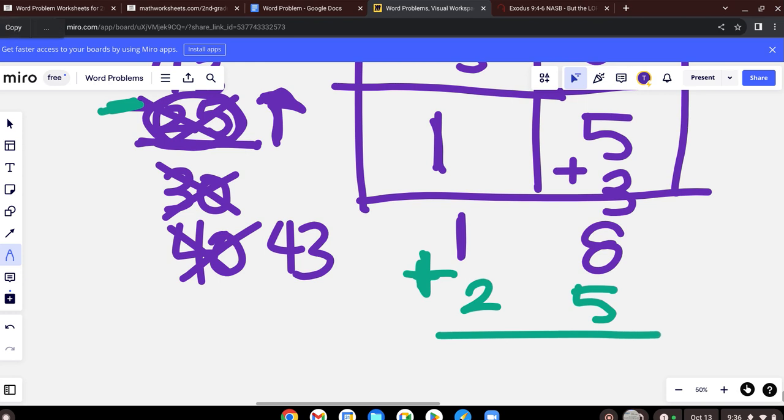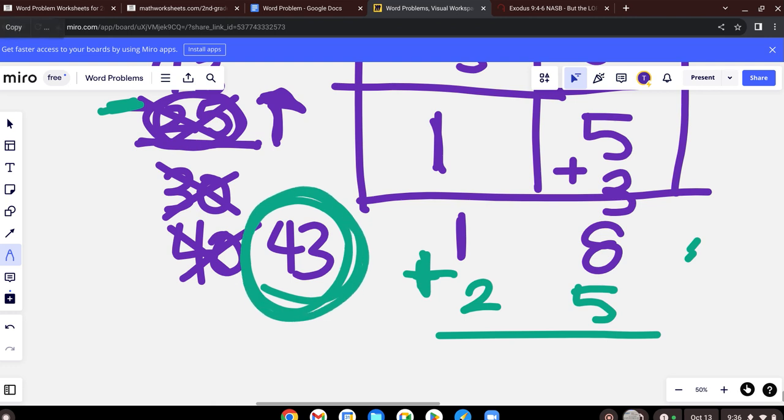If we add 25, what number do we expect to see? When we do 18 plus 25, what are we trying to check? What number are we trying to check? How do we know if we did it correctly? What number should we see? We need to see 43, because that's the original number that we got.